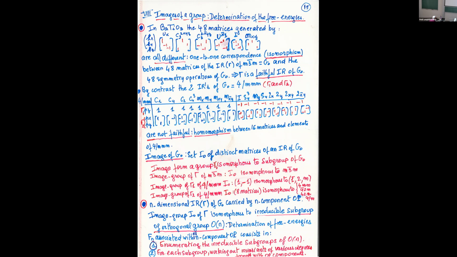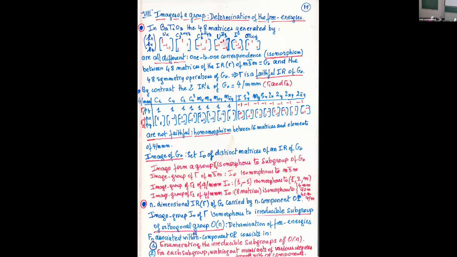Now, here I can introduce the concept of an image of gamma. It's the set I0, let's call it, of distinct matrices of an irreducible representation of a group G0. And so the image forms a group I0, which is homomorphous to a subgroup of G0, which can be G0 itself. So the image group of gamma of m-3-bar-m is isomorphous to m-3-bar-m. The image group of gamma 1 is isomorphous.